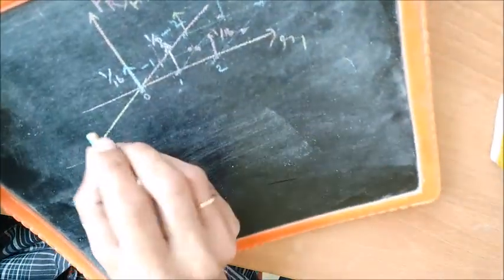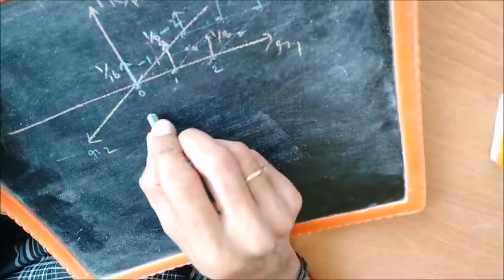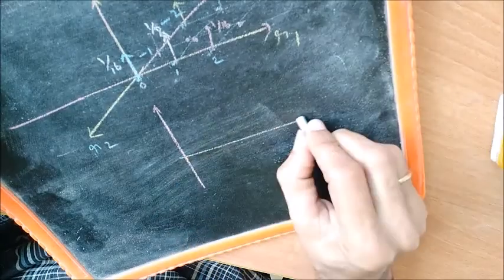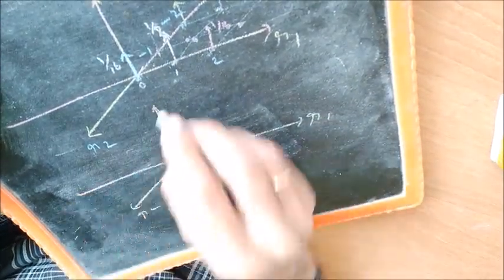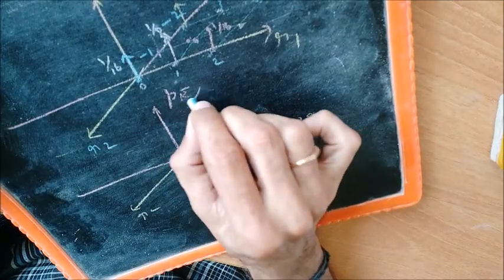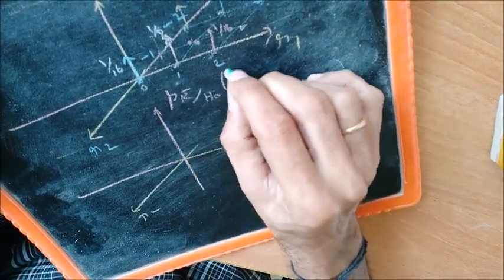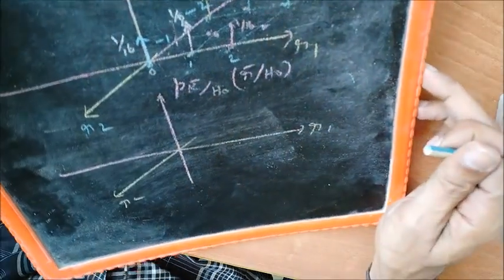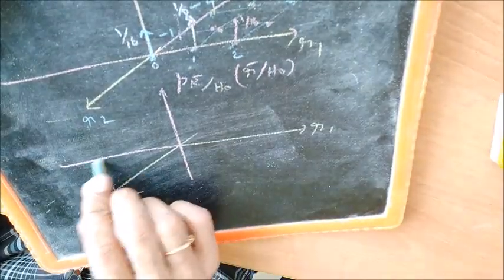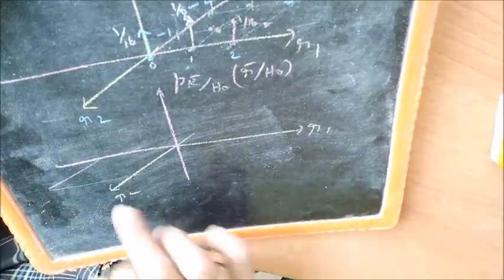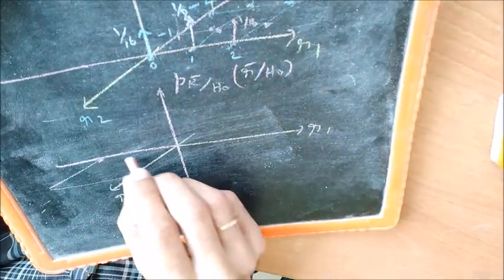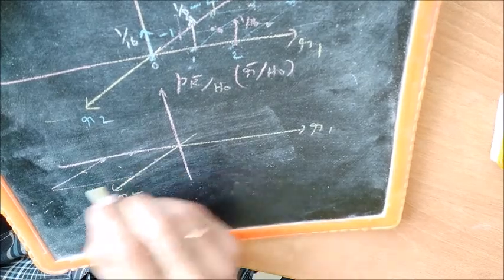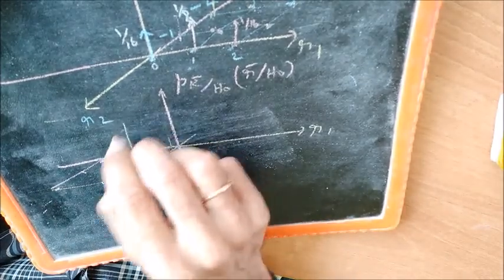Similarly, please do this as an exercise: you can plot the conditional density function of R given H0 is the true hypothesis. Now here what happens is, while in this case you had it in this quadrant, you will have it in this quadrant. You will have those impulses here.